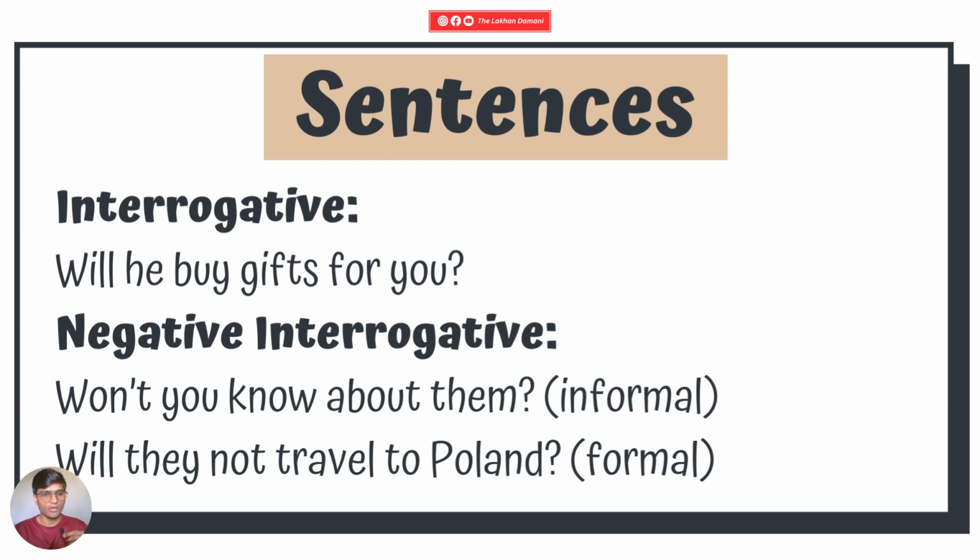Will he play, or will he buy a gift for you? Will he pay for you? Any sentence you can create with will he, will she, will I, right? It doesn't matter if you are more than one person, you can always use will because there's only one helping verb. The easiest tense for you. Negative interrogative, won't you know about them. Will they not travel to Poland? That's more polite. We already learned the structure.